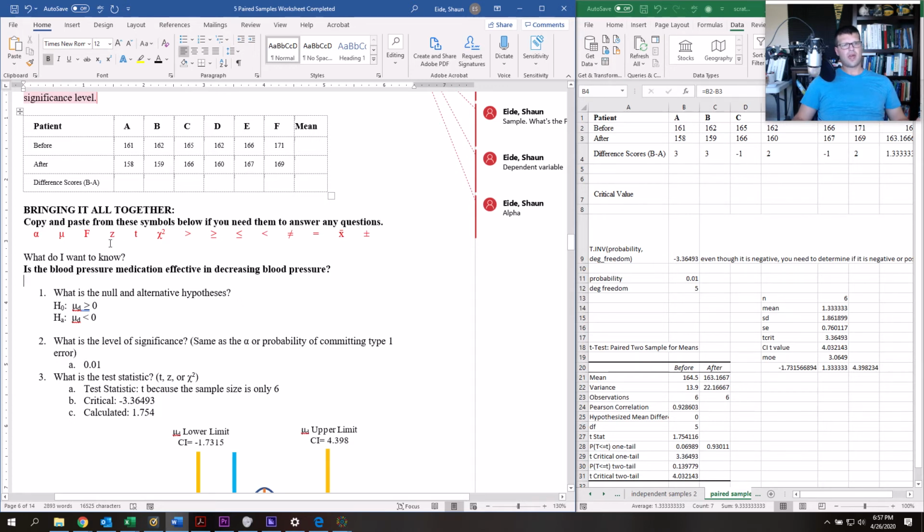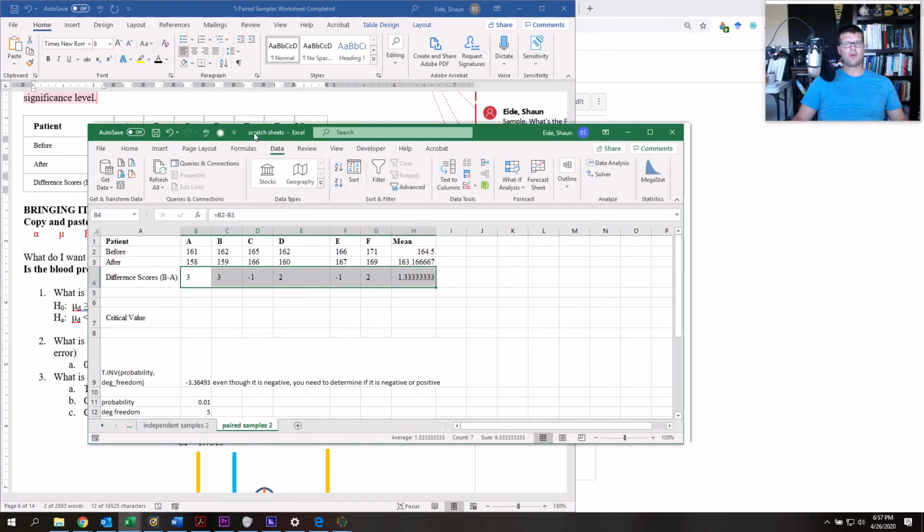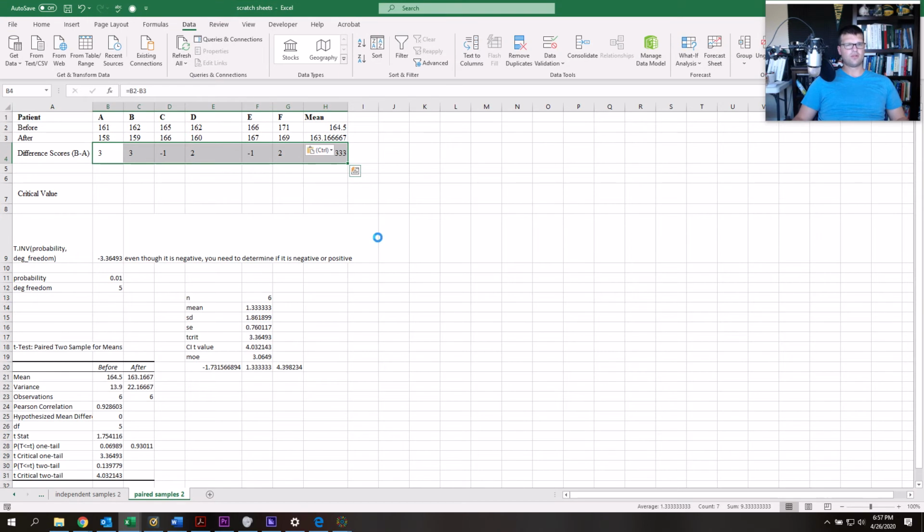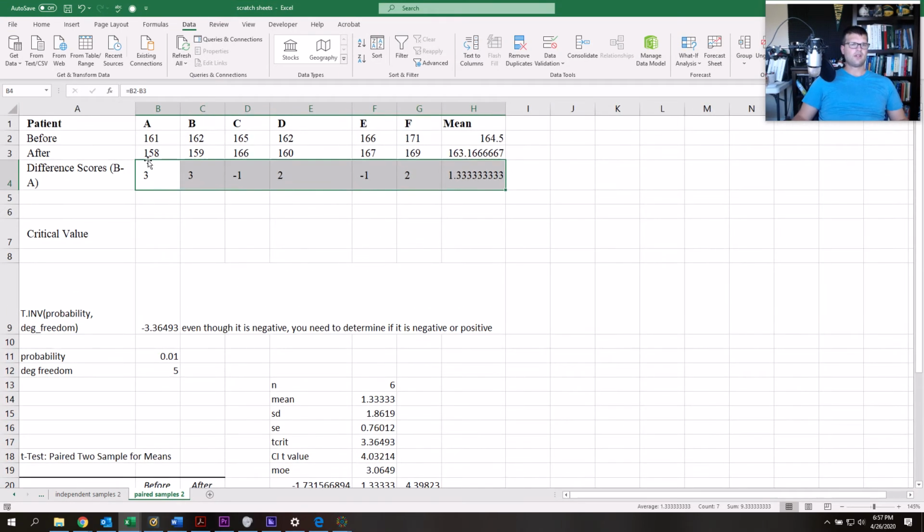So when we have this data, right away we see there's before scores, there's after scores, and there's this fun little row here for difference scores. And we need to be able to calculate the difference scores in order to be able to write our hypothesis. So the before data, the after data, the difference scores. What is the difference for each individual person between before and after?